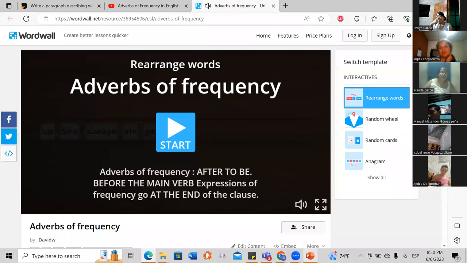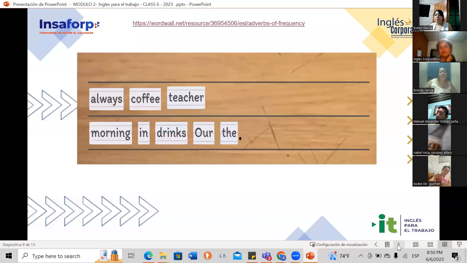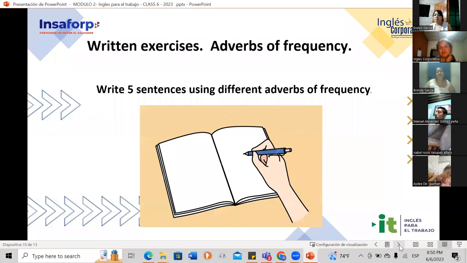Let me continue. We still have 10 minutes. Write 5 sentences using different adverbs of frequency. Escríbanme, no 5, escríbanme una oración por el tiempo. For tomorrow, you can write 5 para que tengamos más para practicar.